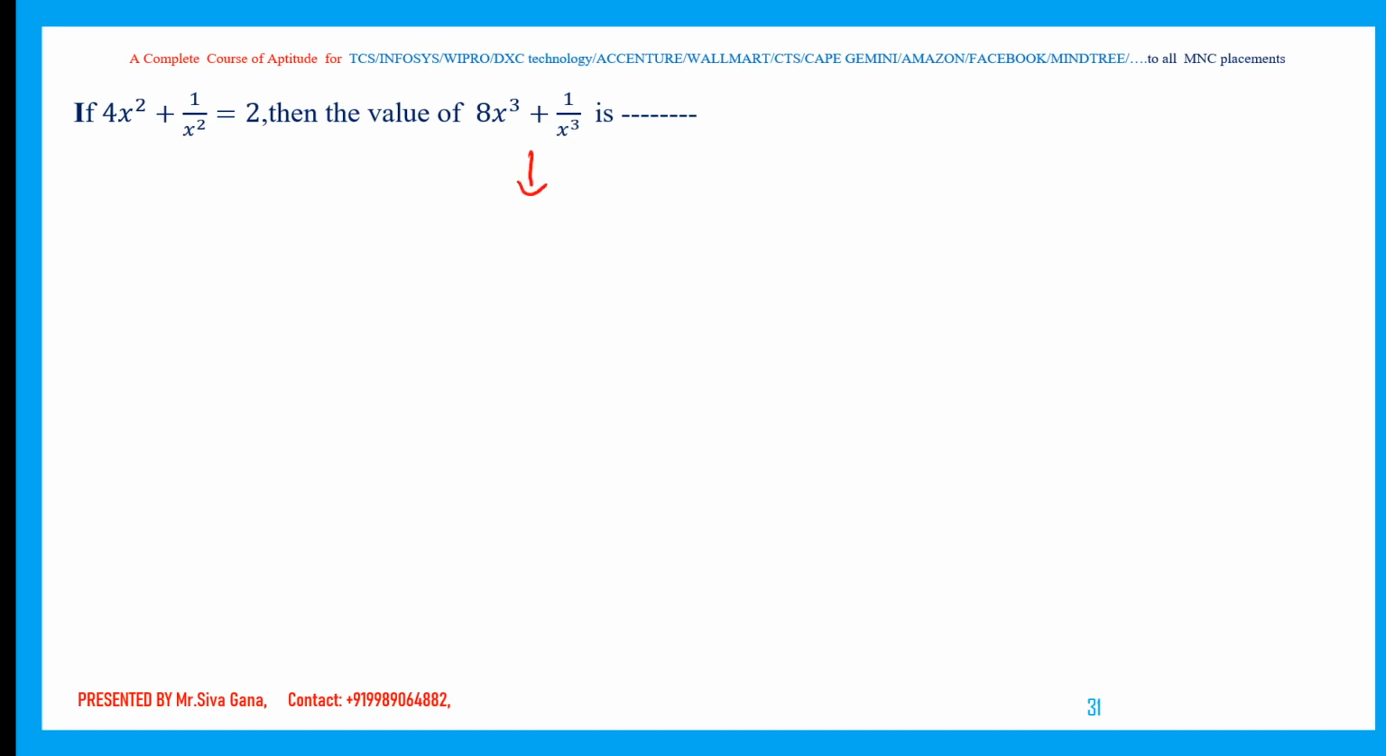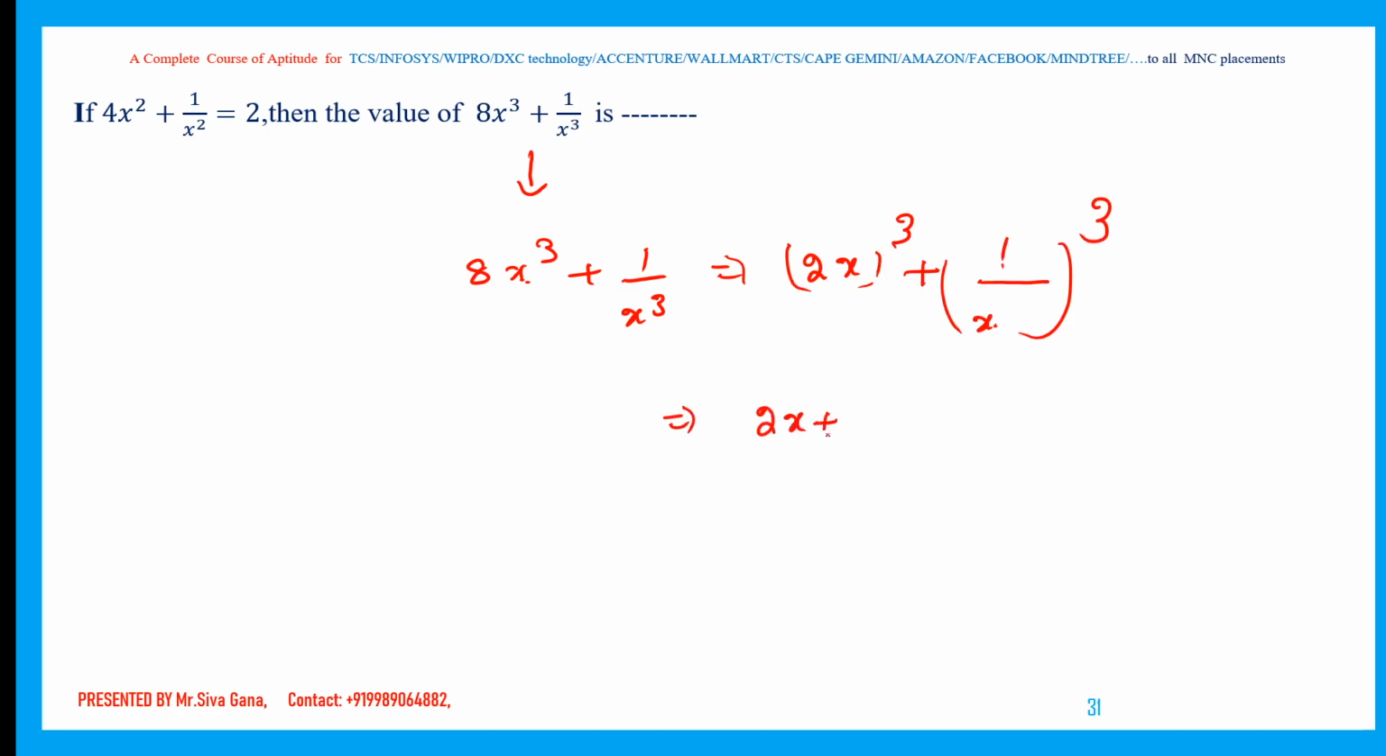So, 8x cube plus 1/x cube. What I am going to do is write 8x cube as 2x whole cube, plus 1/x whole cube. A cube plus b cube, I am applying, which is nothing but a plus b into a square plus b square minus ab. Sorry, not minus 2ab, minus ab.